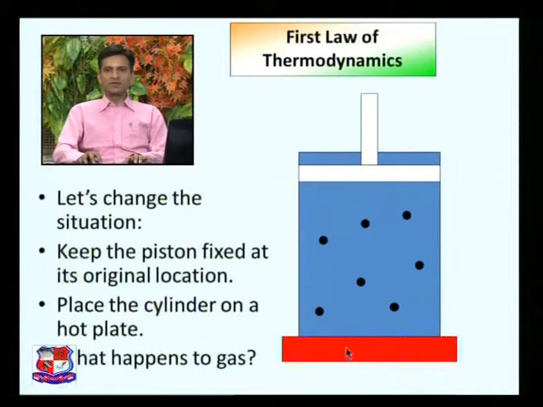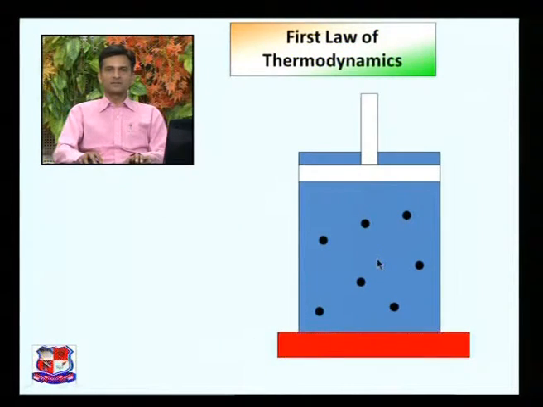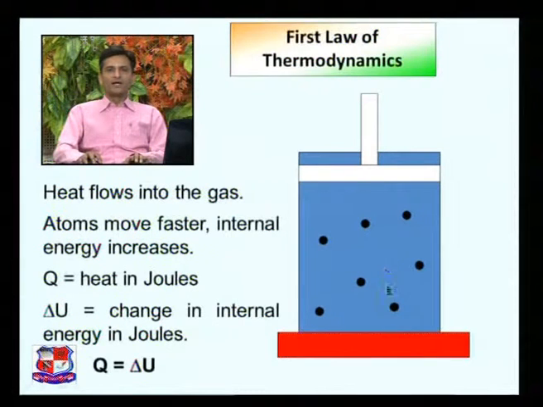So here the plate is hot, so heat will transfer from this plate to this gas and the temperature of the gas will increase. Heat flows into the gas, atoms move faster, internal energy increases, so the internal energy of this gas will increase. Q is equal to heat in joules and delta U is the change in internal energy in joules. So by the first law, Q is equal to delta U, that is the change in internal energy.